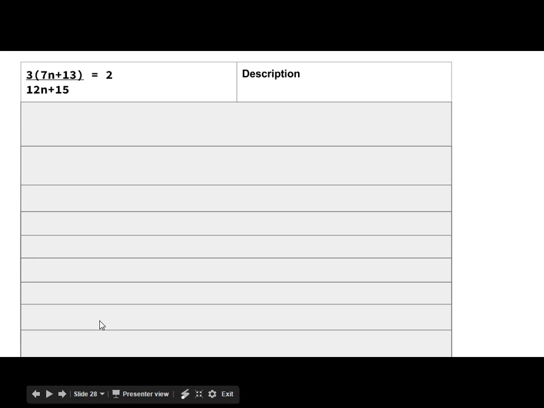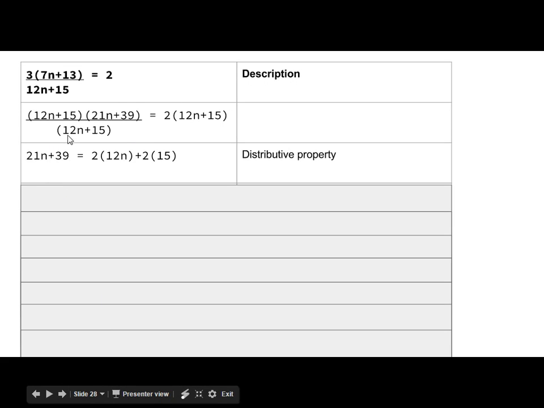And then what I'm left with when I move to the next side, carrying my equation back to the top here, I have 21n plus 39 left because the 12n plus 15 cross out, and that equals 2 onto 12n plus 2 onto 15. So notice what I did there is I skipped a step. Eventually you will get the hang of this, and that's exactly what you'll be able to do. So I did 2 steps in one. I canceled these out, but I also performed the distributive property.